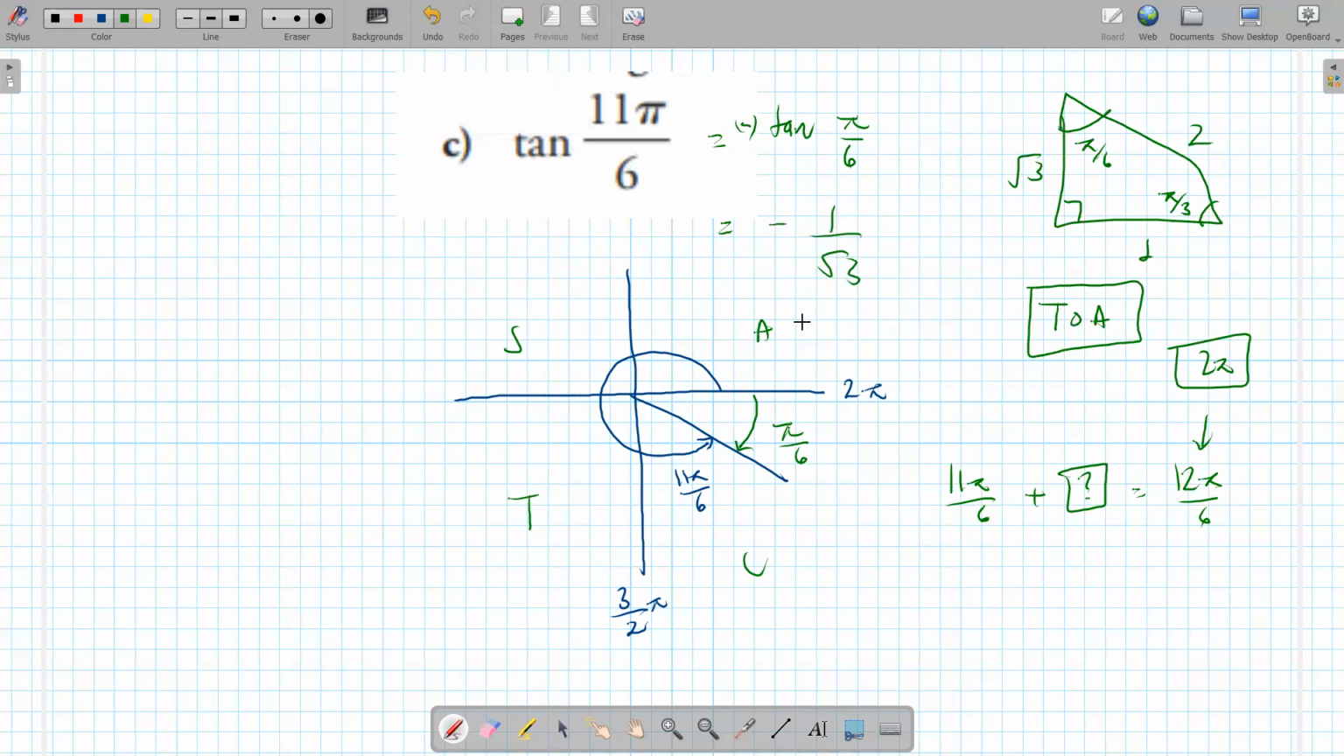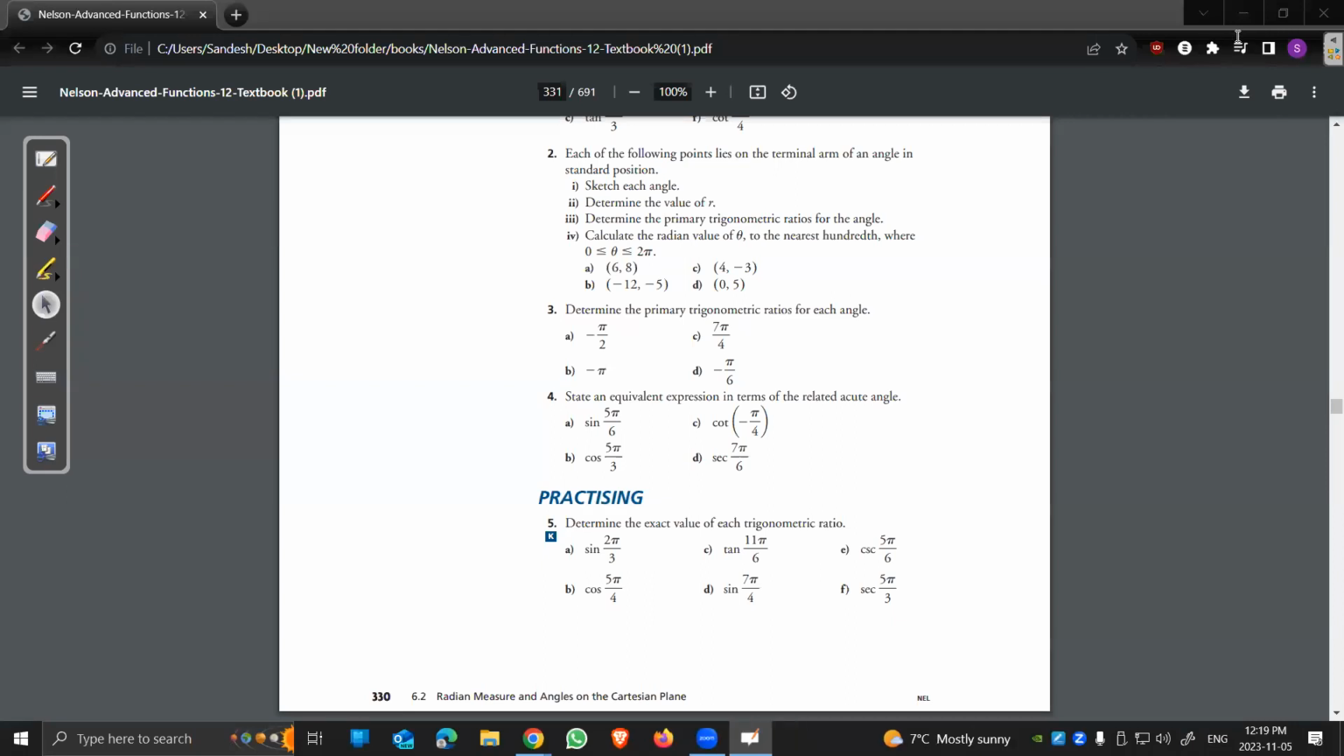Easy peasy. Okay, is this difficult? No. 3 steps. Step 1, identify the quadrant. Step 2, identify your acute angle, and then positive or negative, and you can get the final ratio from the special triangles. Let's do something, same thing, but slightly different.